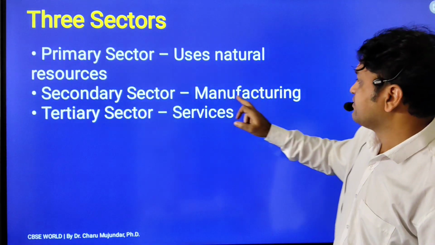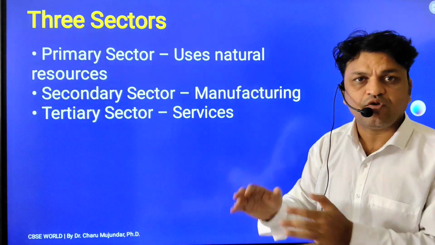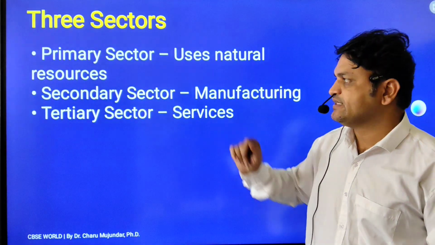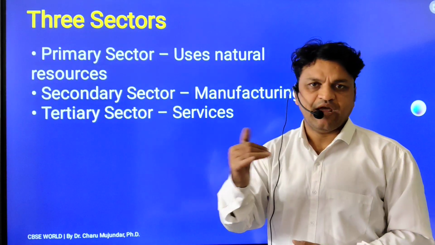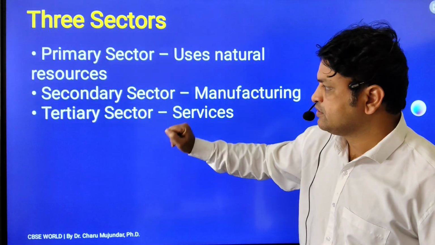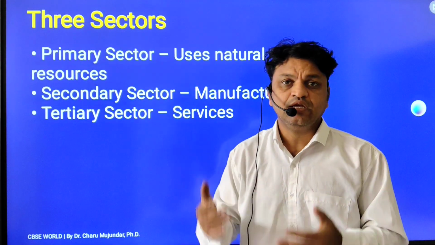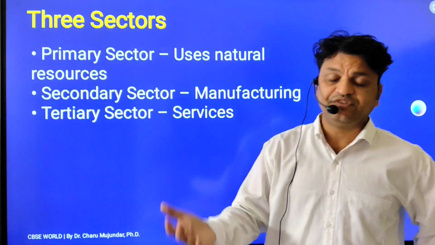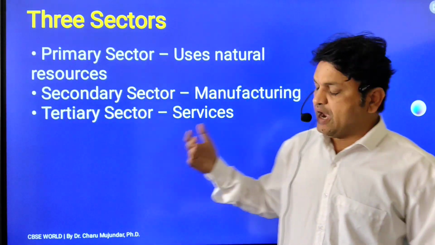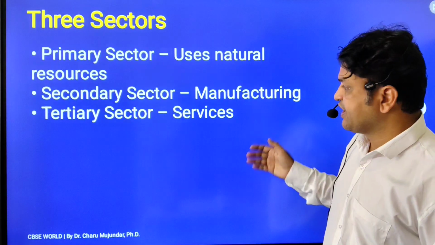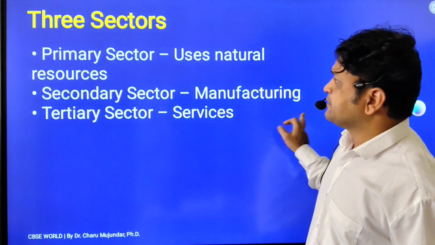Then secondary sector, the manufacturing sector. The sector which converts raw material into finished goods can be called the secondary sector. Secondary sector is also known as the industrial sector or manufacturing sector. Now coming to the third part, that is the tertiary sector. Tertiary sector is also called the service sector. It provides services to the people and the businesses, for example banking and transport. Then we have education, healthcare, tourism. Everything comes under the tertiary sector.